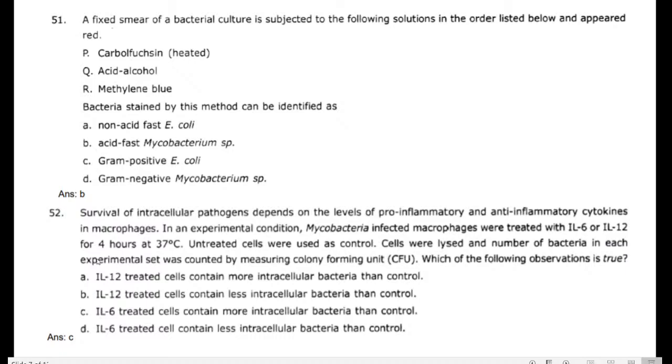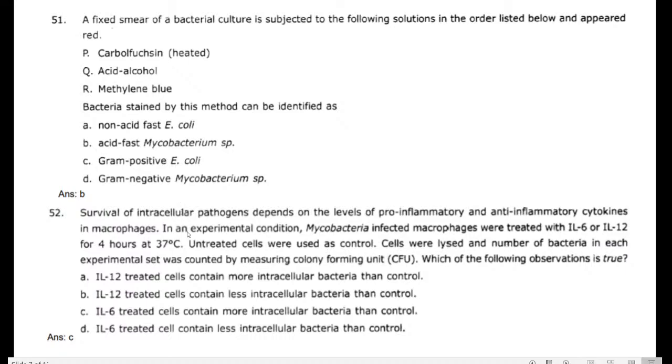Next question is, the survival of intracellular pathogen depends on the level of pro-inflammatory and anti-inflammatory cytokines in a macrophage. In an experimental condition, Mycobacterium infected macrophages were treated with interleukin 6 and interleukin 2 or interleukin 12 for 4 hours at 37 degrees Celsius. Untreated cells were used as a control. Cells were lysed and the number of bacteria in each set was counted by measuring colony forming units. Which of the observations is true?